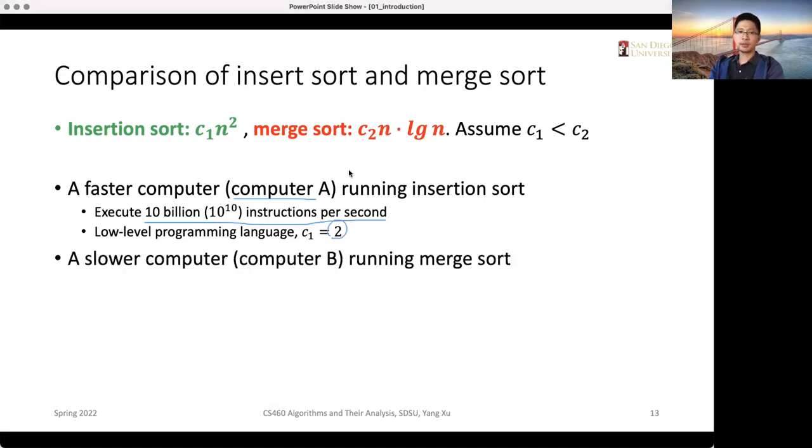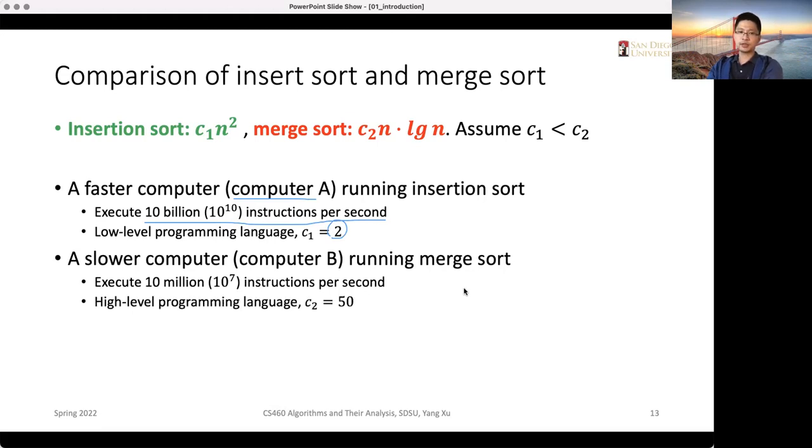Okay, and then here we want to show a very extreme comparison. We assume that the computer that we use to run the merge sort is a very slow one, an old computer. Okay, which means, for example, we assume that only 10 million instructions can be executed per second. And also we implement the algorithm with some not that efficient high-level programming language, okay? Which means we let C2 be a much larger constant, 50 here.